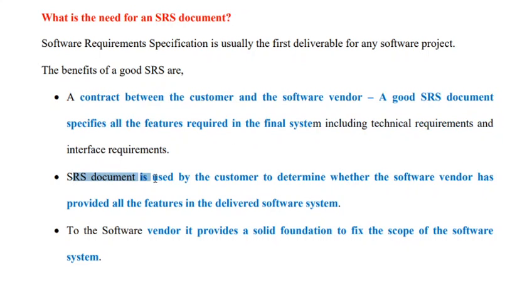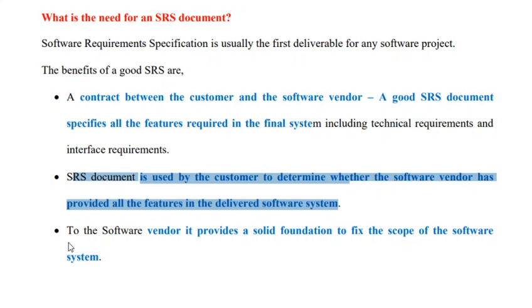Now, the SRS document is used by the customer to determine whether the software vendor has provided all the features in the delivered software system. This is one of the uses of the SRS document: to validate the system that is being developed. Once the system is developed, the SRS document can be used as a basis for validating the correctness of implementation of the customer's requirements. So the customer can determine whether the vendor has provided all the features that were agreed upon in the system that is being built.